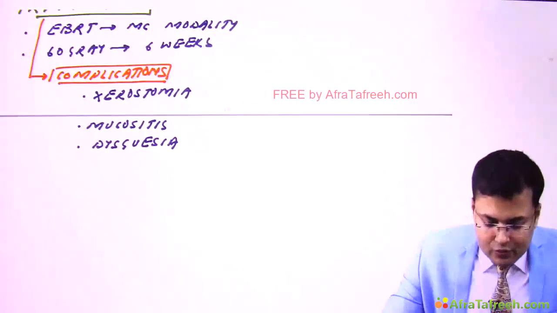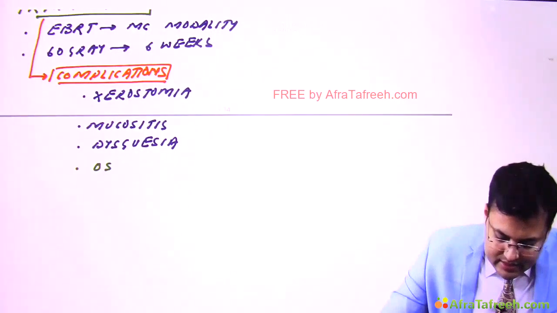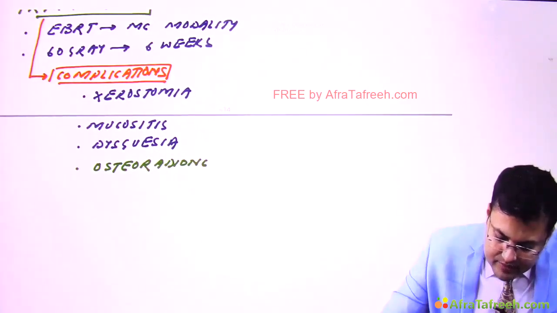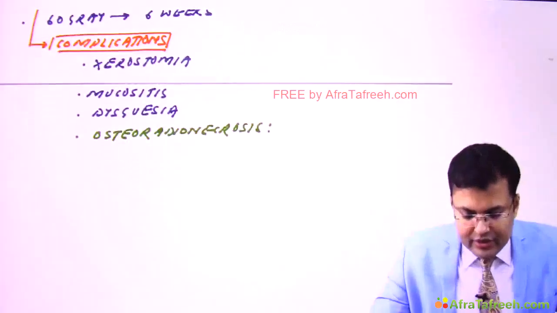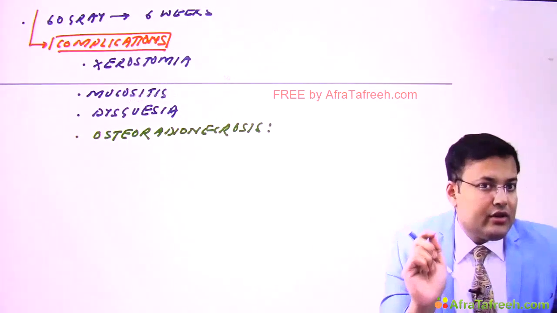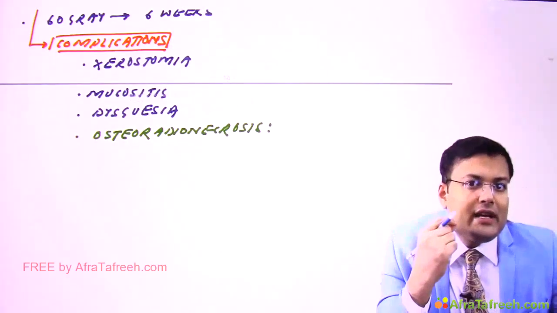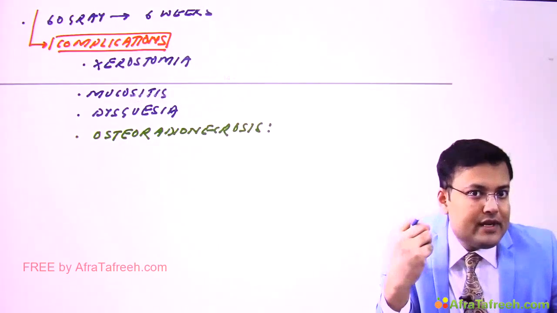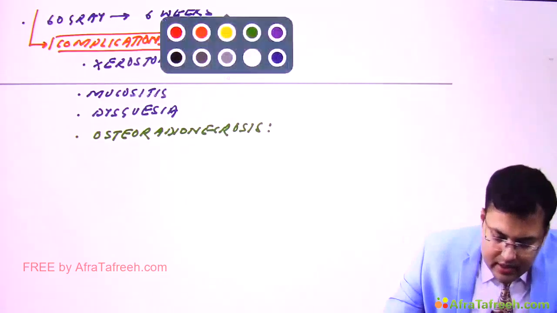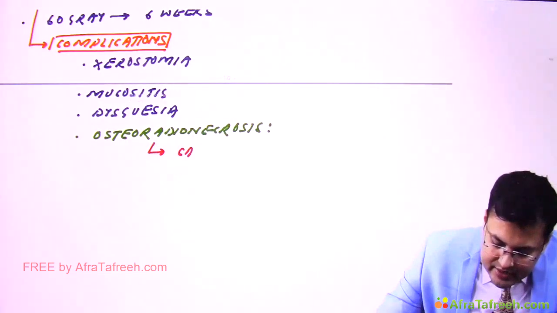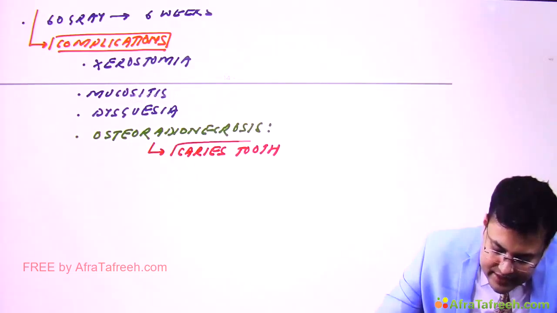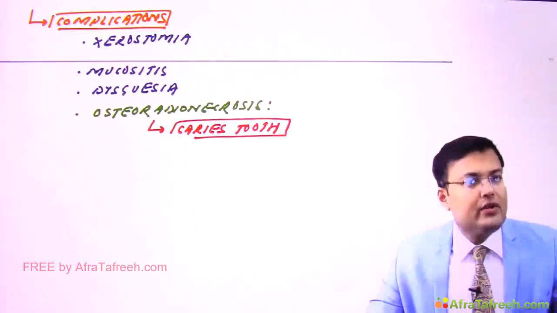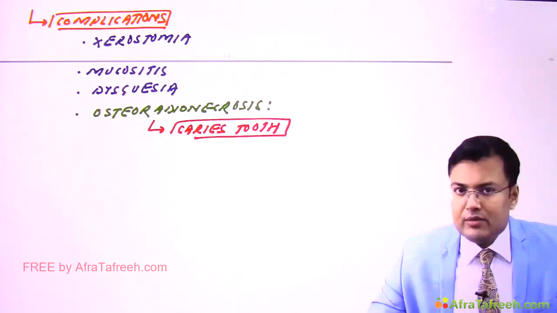And the question which is most frequently asked, and it is this complication, osteoradionecrosis. Clear? Osteoradionecrosis. So generally this osteoradionecrosis is seen in the patients who are having caries tooth in the radiation field. Clear? So what's the problem? It is generally related to caries tooth in radiation field. So if in the radiation field there is caries tooth, it is going to increase the risk of osteoradionecrosis.